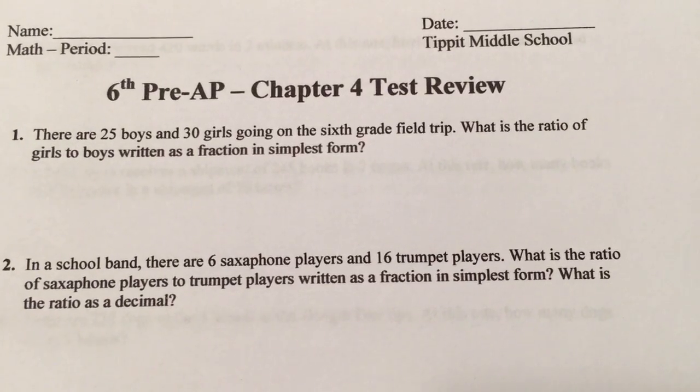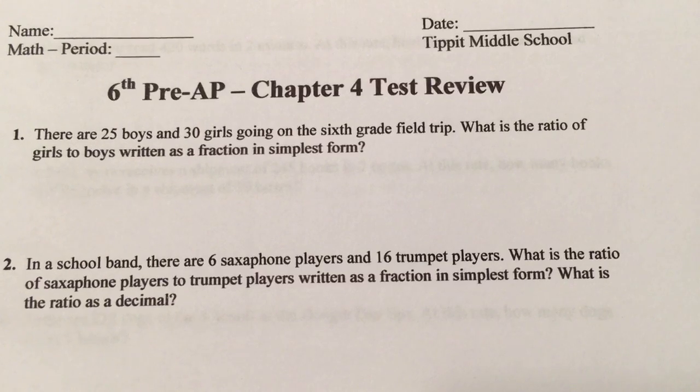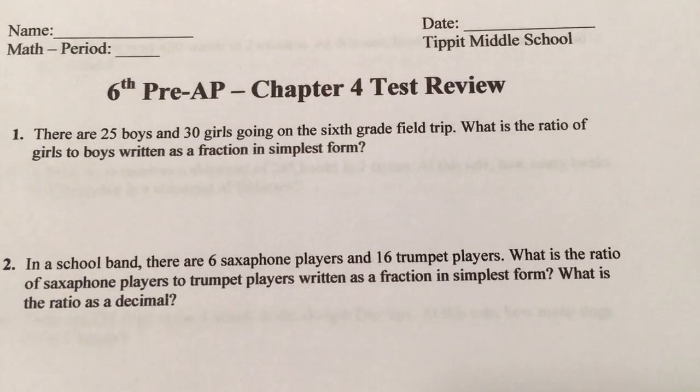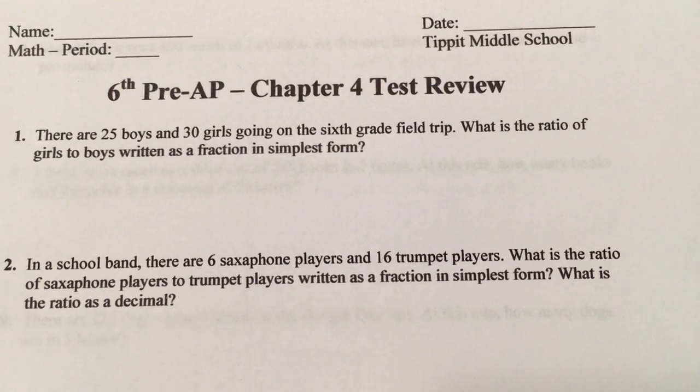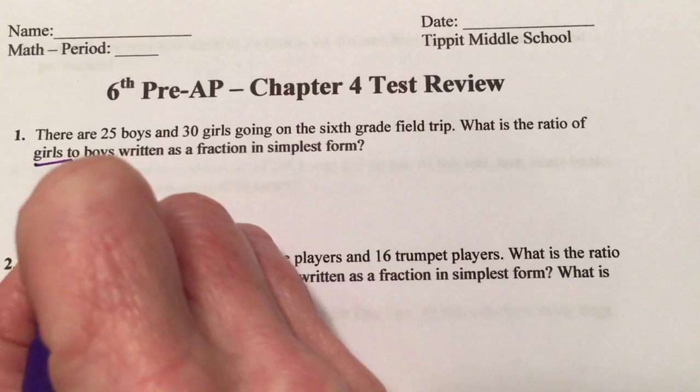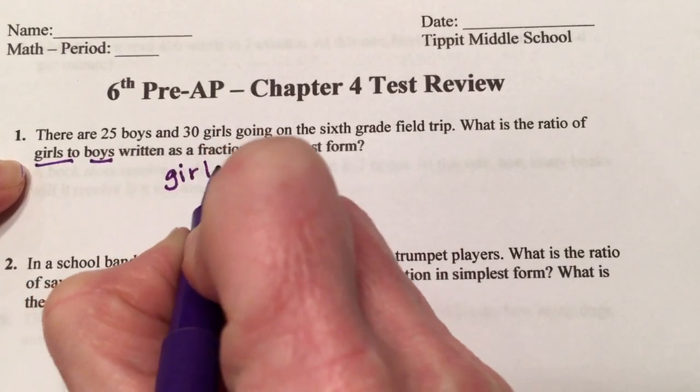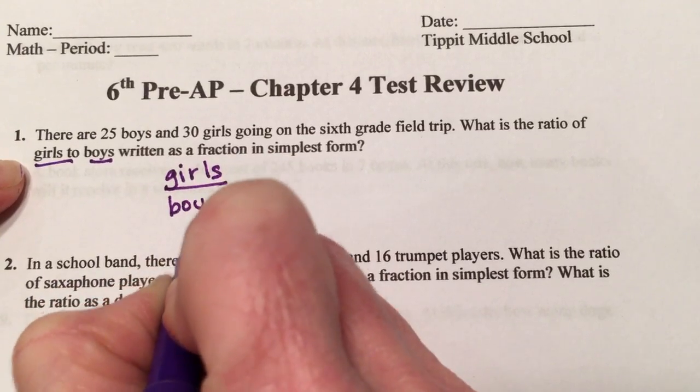This is a 6th grade pre-P Chapter 4 test review. Number 1, there are 25 boys and 30 girls going on the 6th grade field trip. What is the ratio of girls to boys written as a fraction in simplest form? All right, so with ratios, I need to make sure that my words and my numbers all match up. So since it says girls to boys, that tells me that girls goes on top and boys goes on bottom.